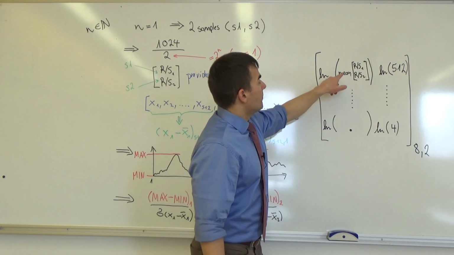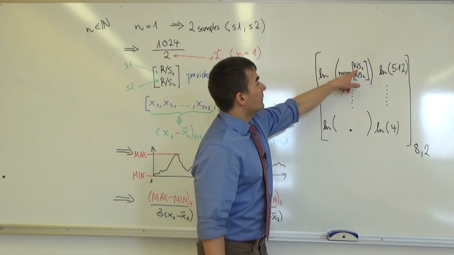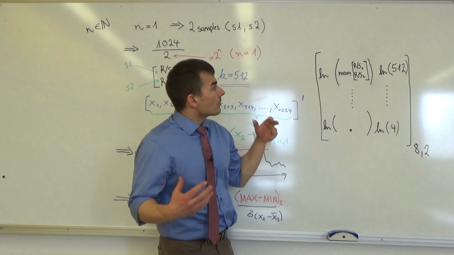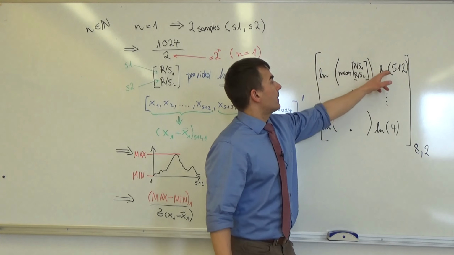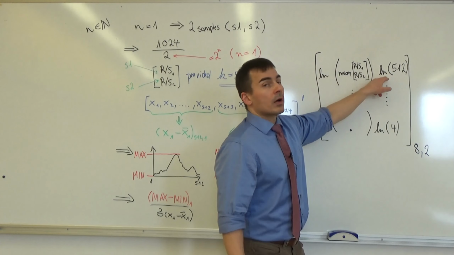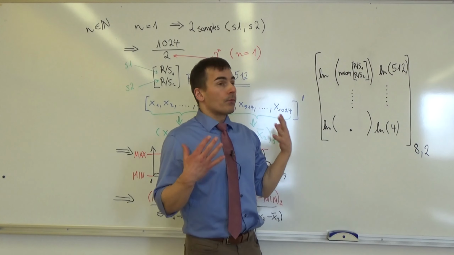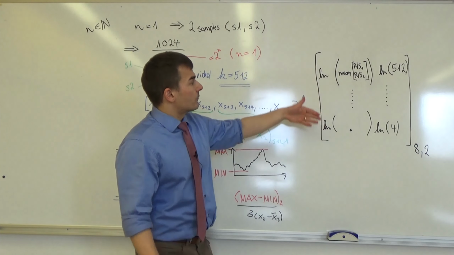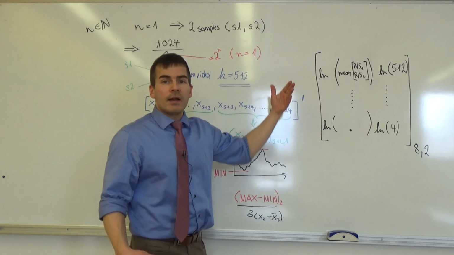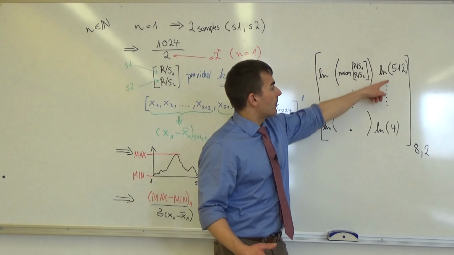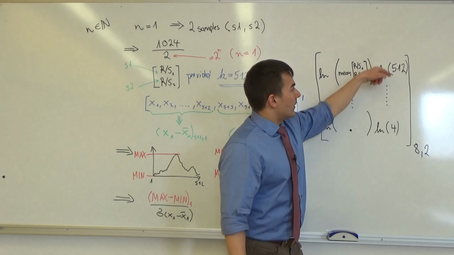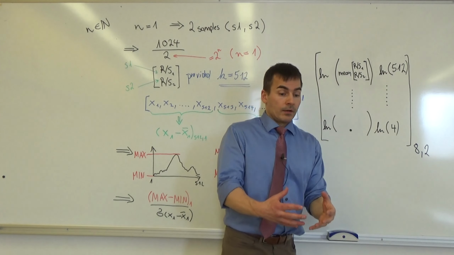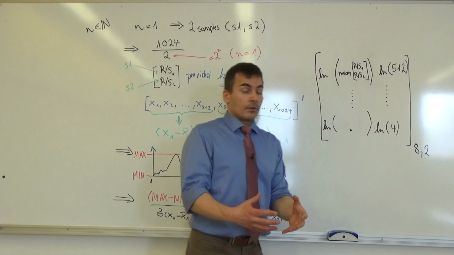We take the logarithm of the mean of the corresponding rescaled range statistic. And the second element here in the first row is simply the logarithm of the cluster size, which is in the first iteration 512. So obviously we can do this for all 8 iterations, until we end up on the right-hand side with the logarithm of 4, because this is our smallest cluster size, all right?